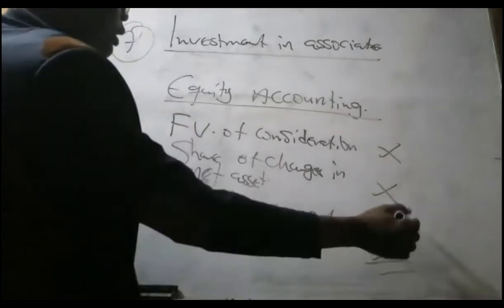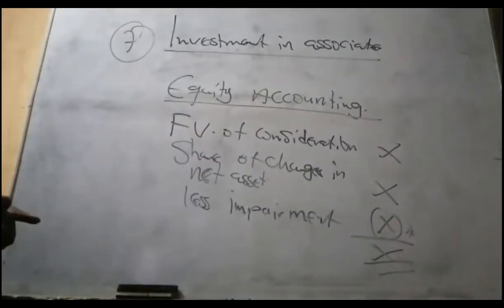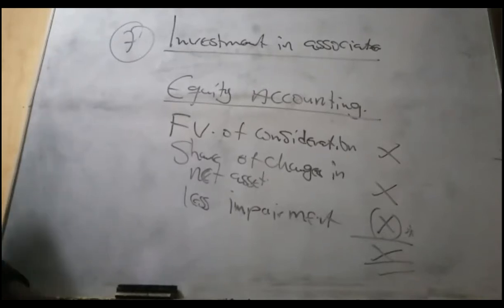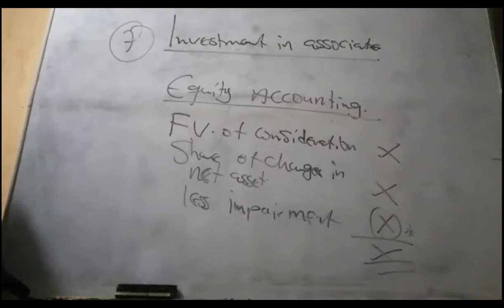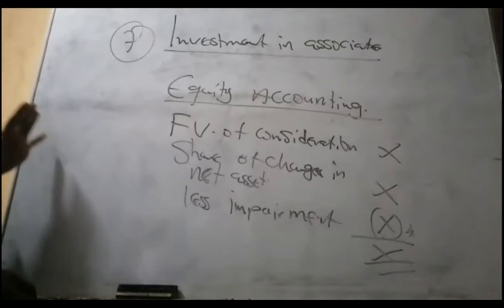This impairment is special, and I will explain it. And then unrealized profit, which we call upstream and downstream. So that's the investment in associates. Then we are done with the standard workings.